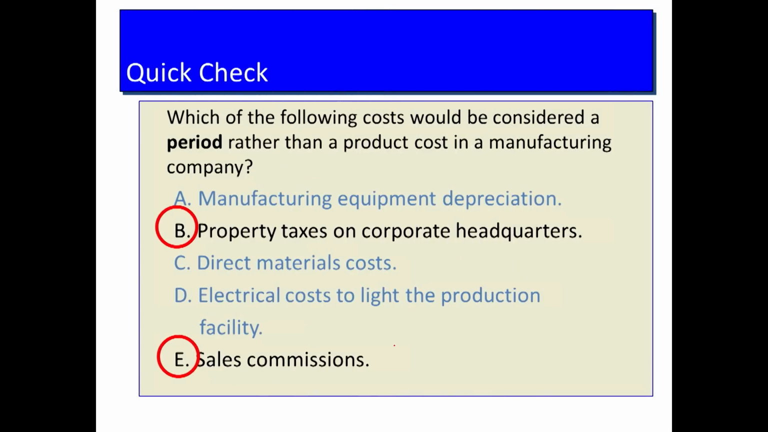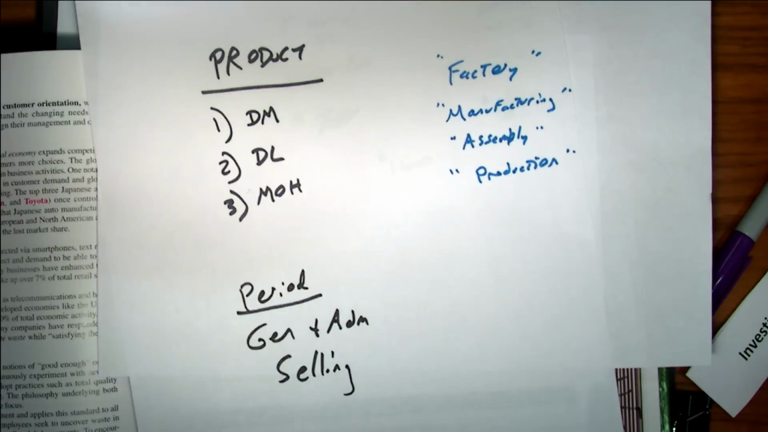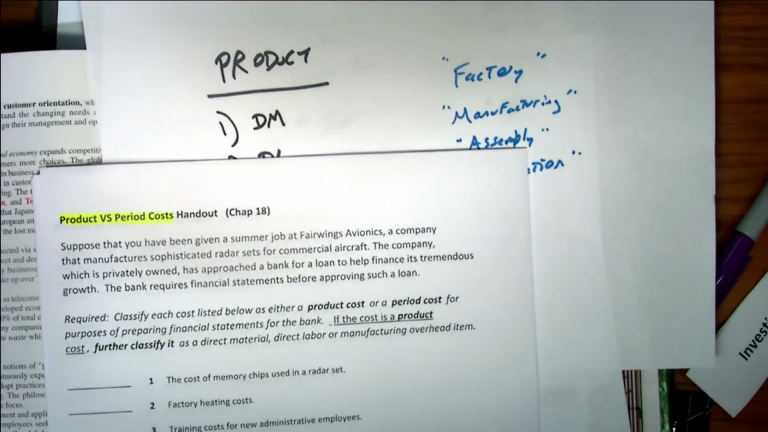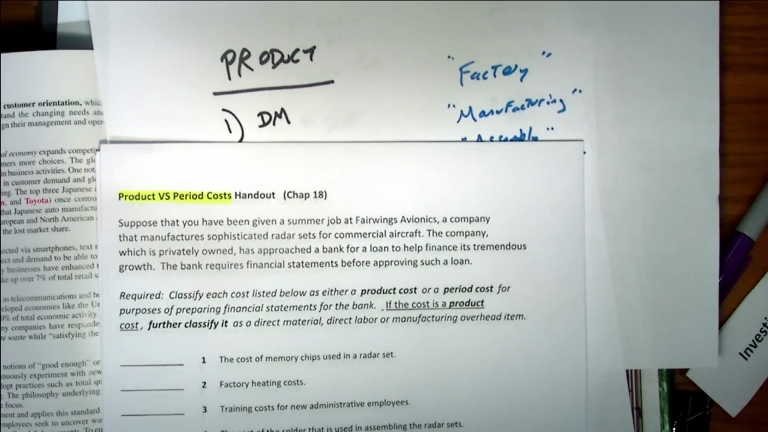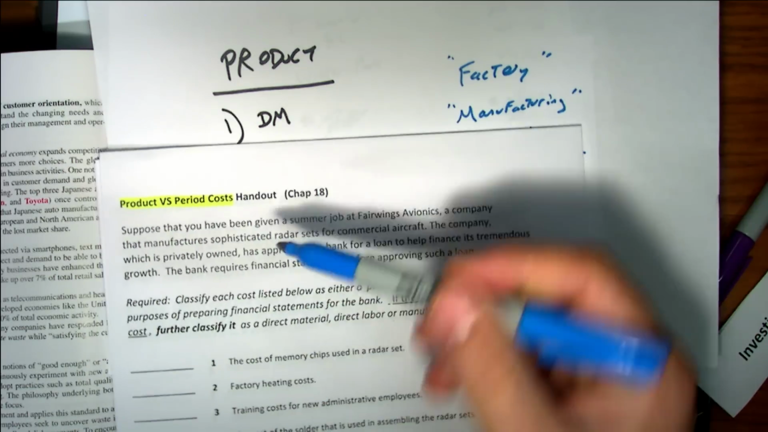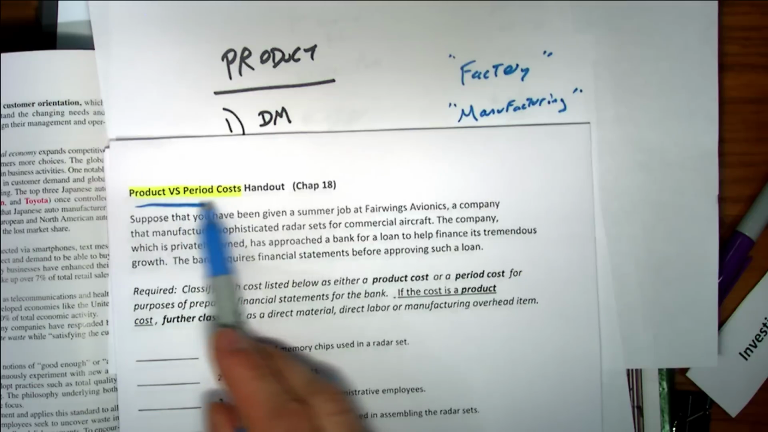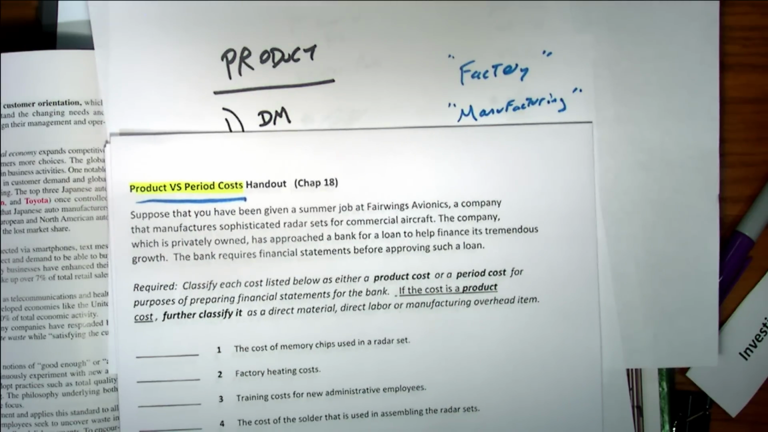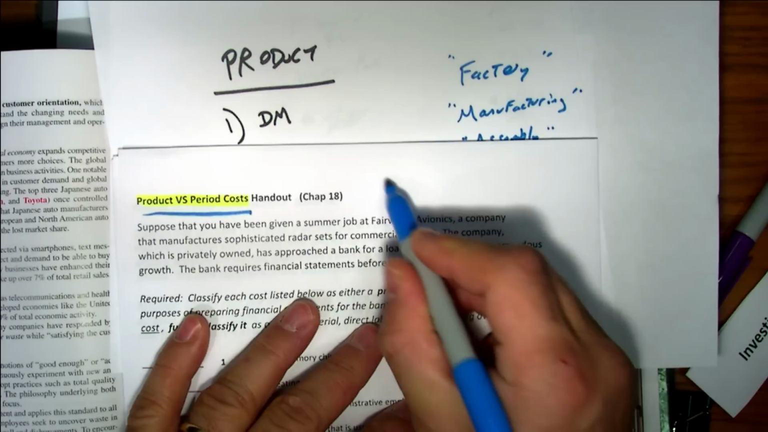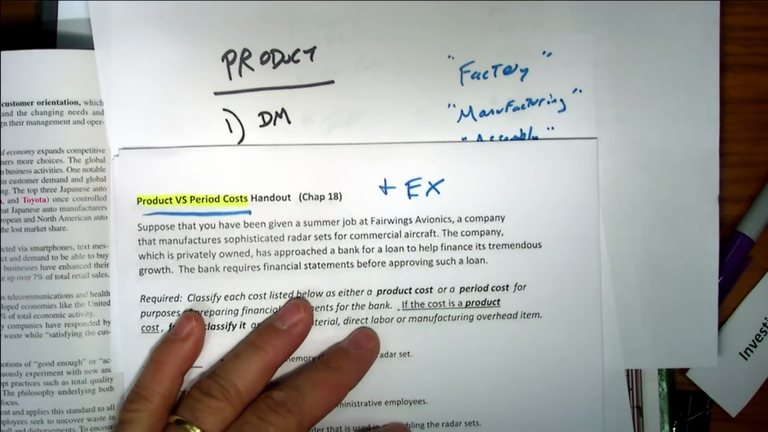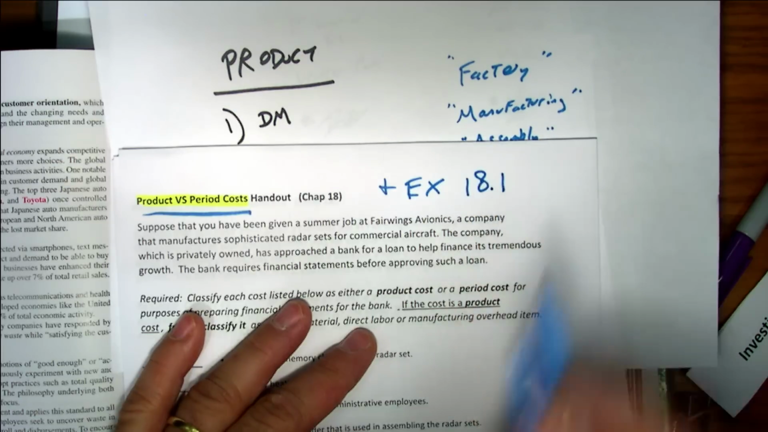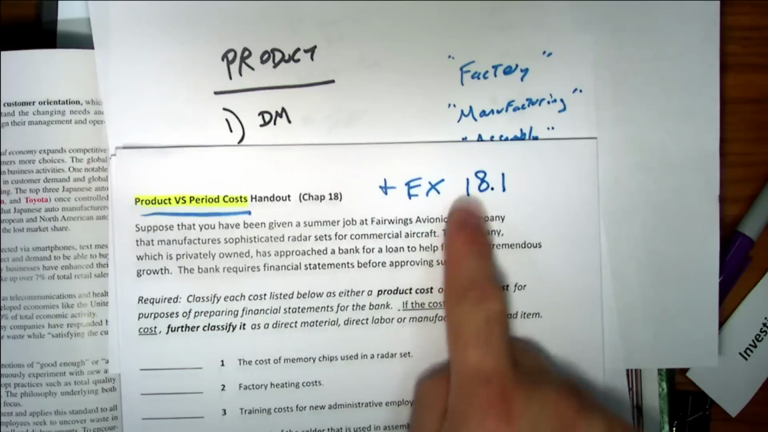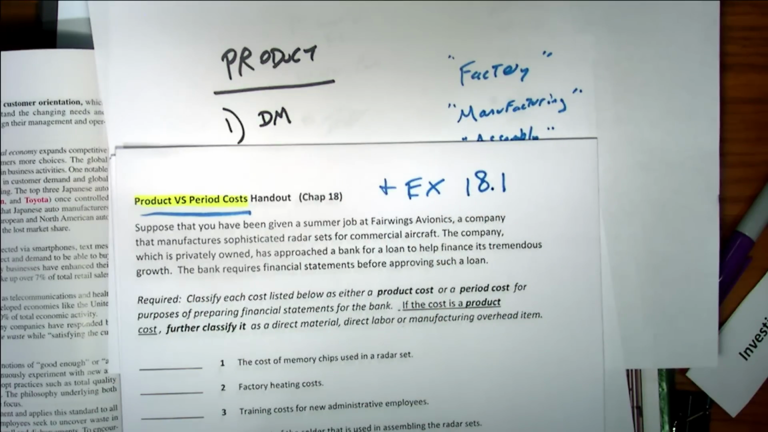All right. Here's what I want you to do for homework, folks. I want you to do this handout. I'll give this to you when the cameras are done rolling, guys. You folks at home, you have this as well. I want you to do the product versus period costs handout. Do the whole handout. And I also want you to do exercise 18.1. So do this handout and exercise 18.1. And remember to do those little mini projects on Connect for chapter 16 and 17. Don't put those off. Go get those done.